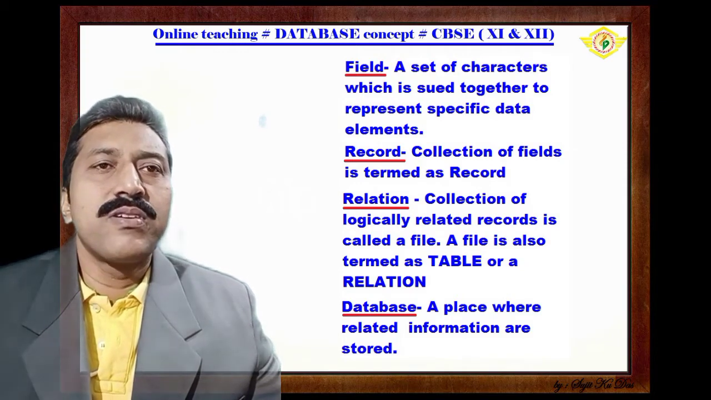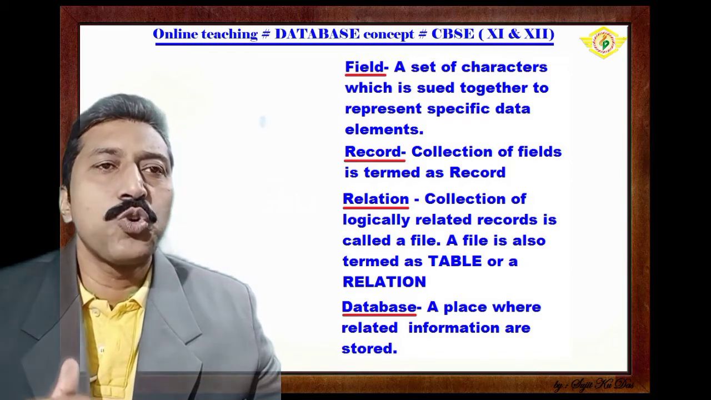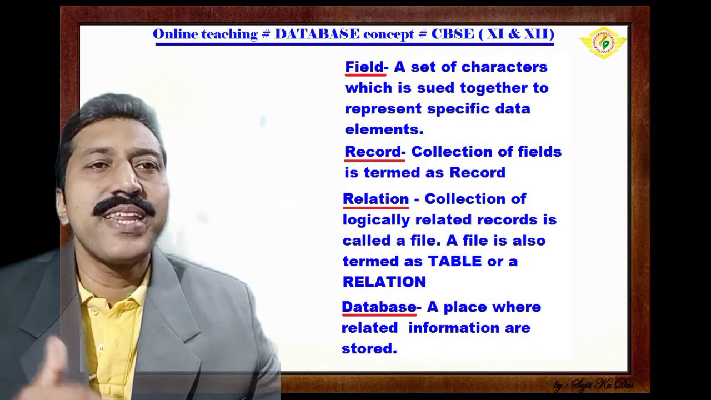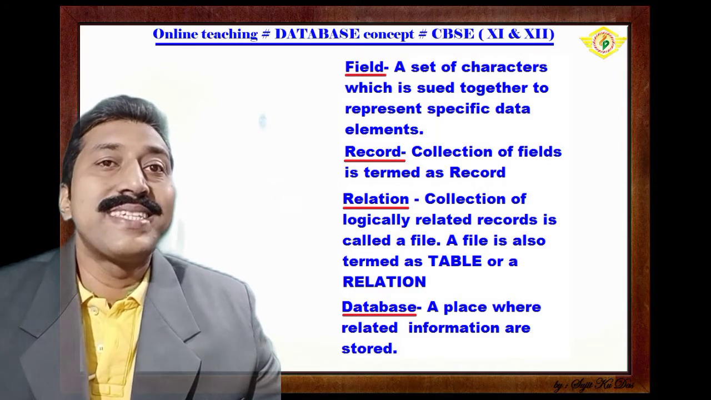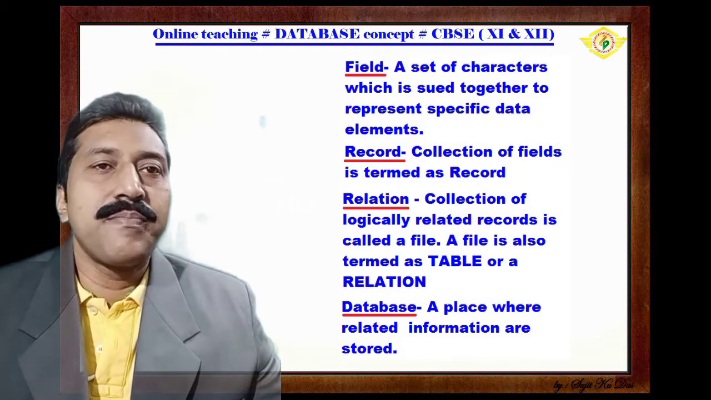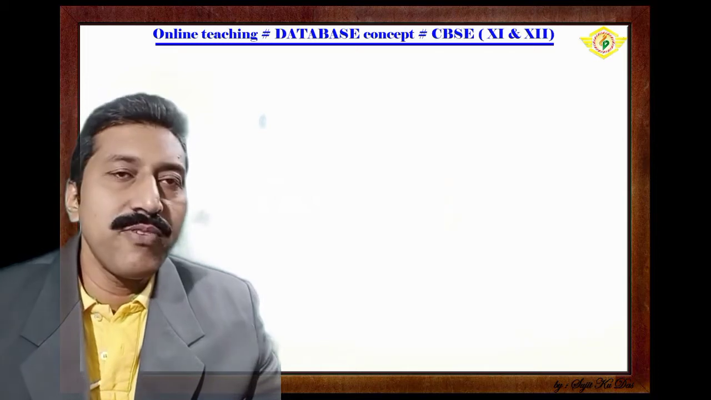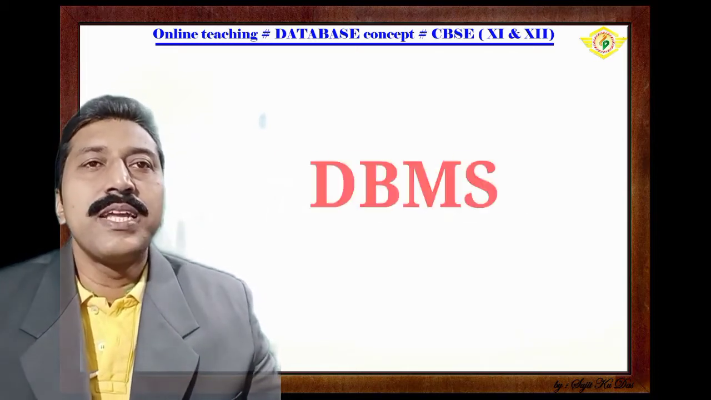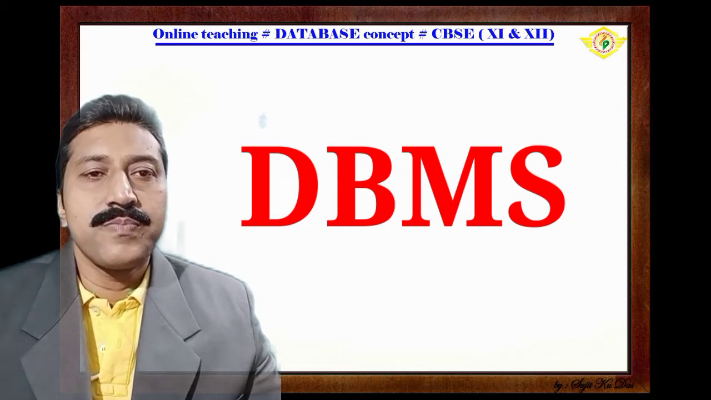A database, therefore, is a place where related pieces of information are stored so that various operations can be performed on them. It is the highest unit of the organization. Databases are generally managed by special software known as database management software, which is also known as the DBMS.